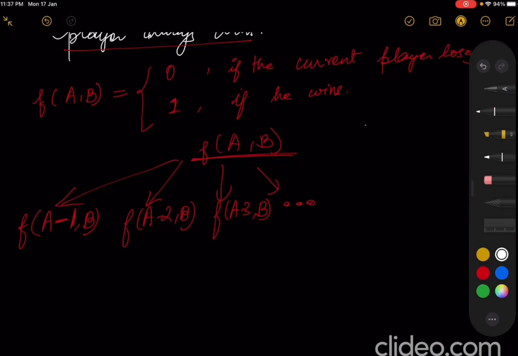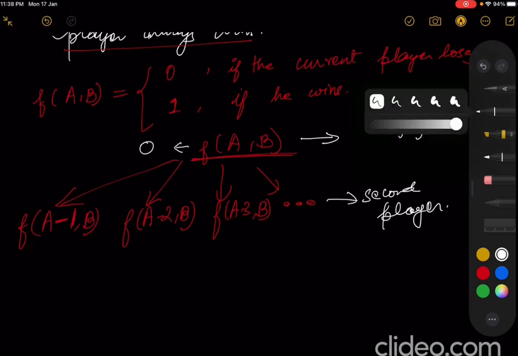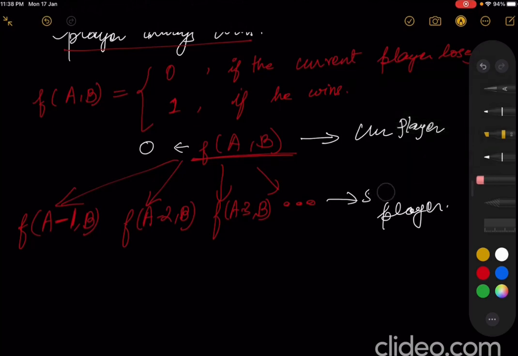So if you consider this like the first player, the next move will be done by the second player. So when will this value be equal to 0? By 0 I mean that this current player, or you can say the first player, will be losing. So it's better to write it like current player, and let's call the other the next player. So when will the current player be losing? If its value is equal to 0, then he will be losing.